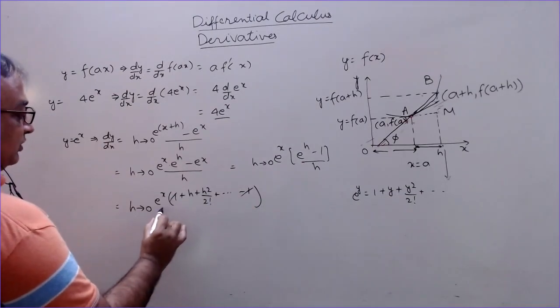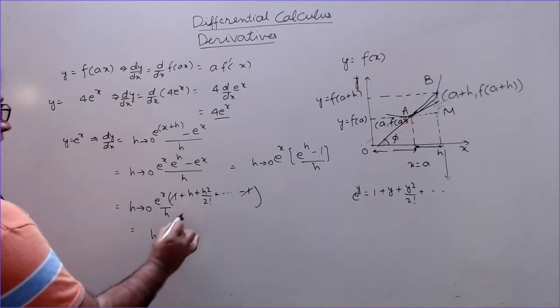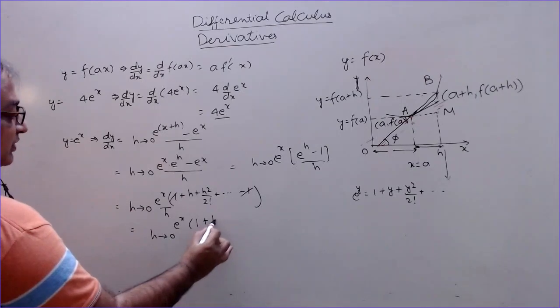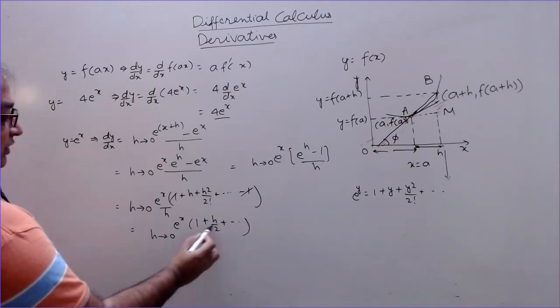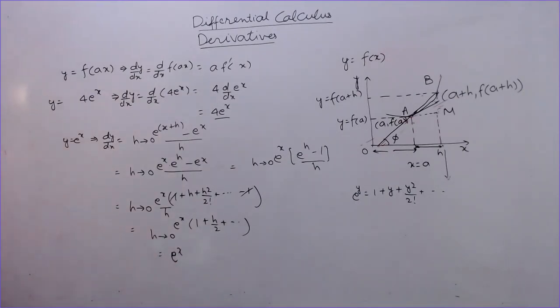1 cancels out. If you take h common, then this h will be divided, so we get 1 plus h by 2 plus other higher terms. On putting the limit, the answer is e to the power x. So the differential of e to the power x is equal to exponential x, or it remains the same. So this is how, when a function is multiplied by a constant, the derivative of the constant will be 0. So the constant is taken out and we have to differentiate only this function.